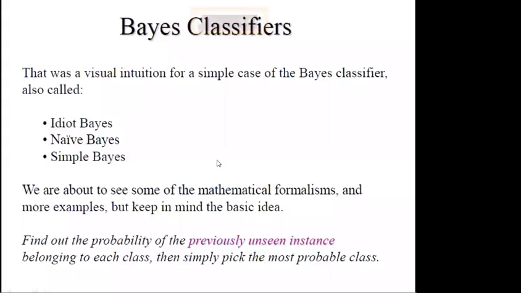In a Bayes classifier, we find the probability of the previously unseen instance belonging to each class, then simply pick the most probable class. Okay, this statement clearly defines what you are doing in a Bayes classifier. We have an unseen data point and we try to find the probability of it belonging to each class. If there are two classes, what is the probability it belongs to class 1, and what is the probability it belongs to class 2? Then simply pick the most probable class.